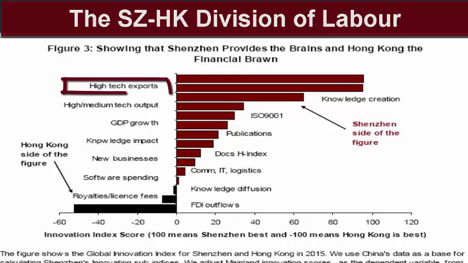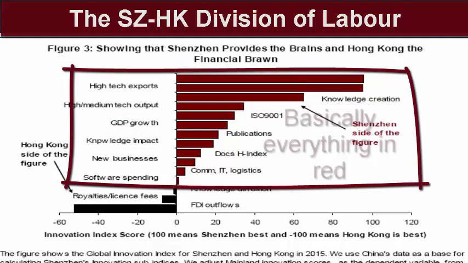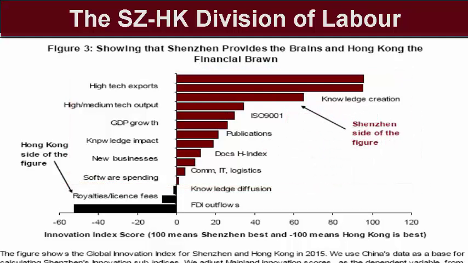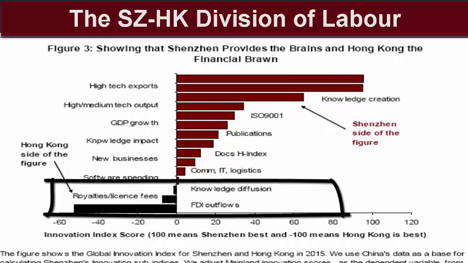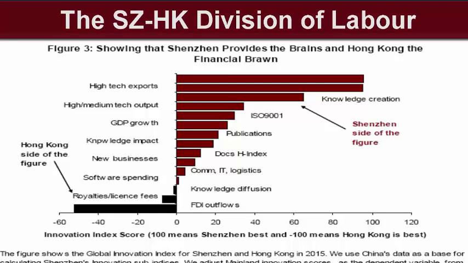Thus, in terms of high-tech exports, knowledge creation, GDP growth, knowledge impact, new business development, the production of publications and the citation of those publications, Shenzhen has a clear advantage over Hong Kong, at least according to the Global Innovation Index. Hong Kong is more competitive in royalties and license fees, as well as sending money out of the area. While Shenzhen may invest far more resources into R&D and production, Hong Kong clearly has the institutional infrastructure needed for any profitable commercial area.